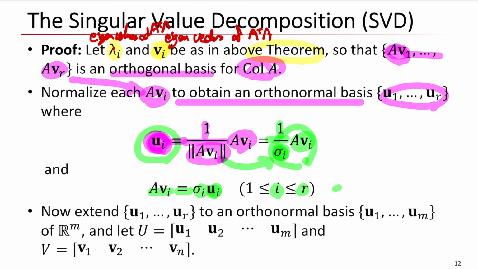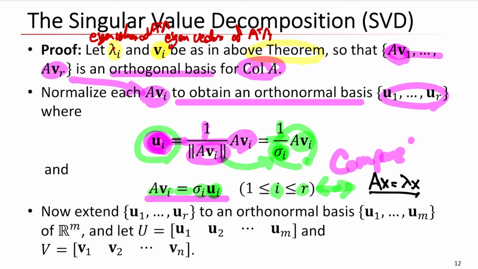So when i is smaller than r, please check that if matrix A times x is equal to lambda x, it was eigenvectors, right? But in singular value decomposition, there's a new term, Avi is equal to sigma i ui. So compare this one, right?